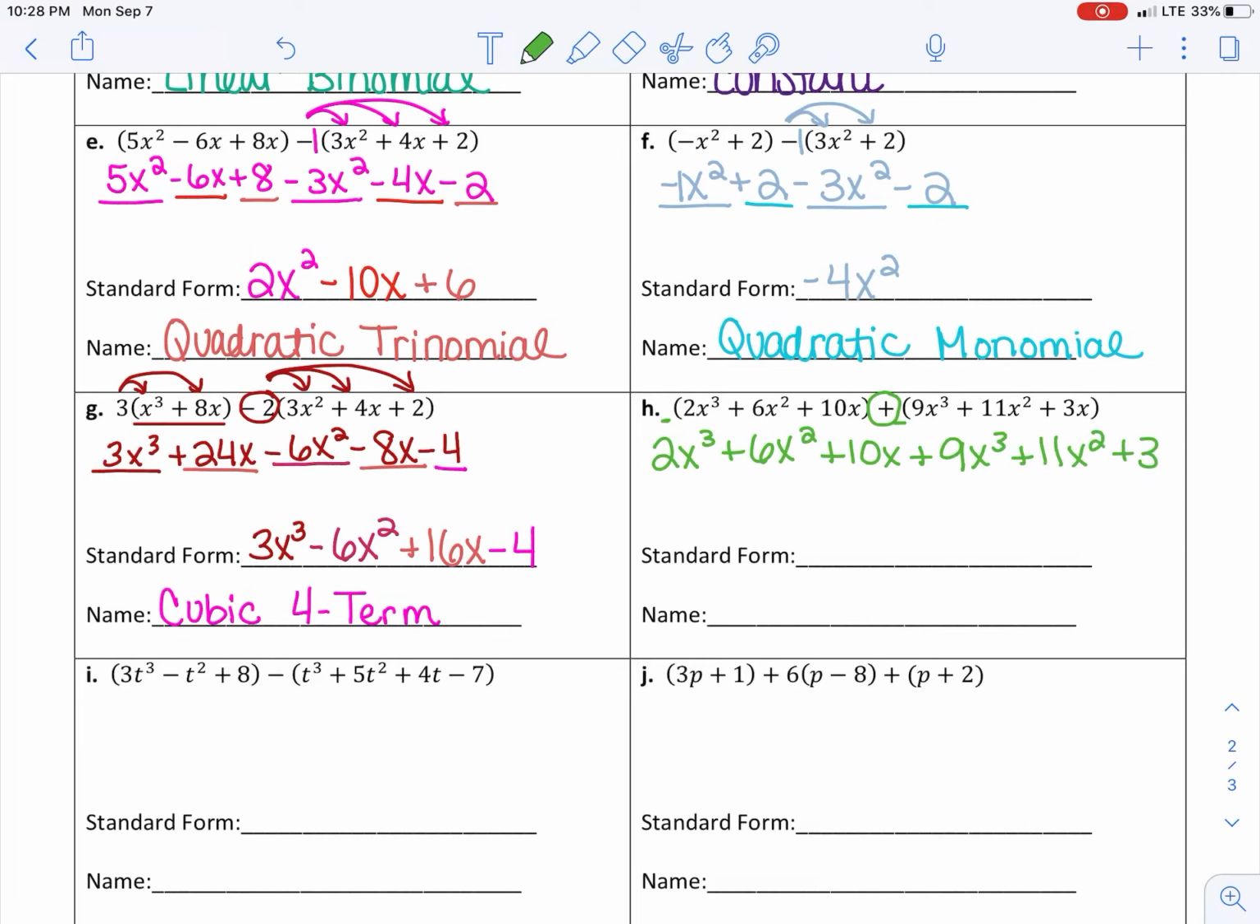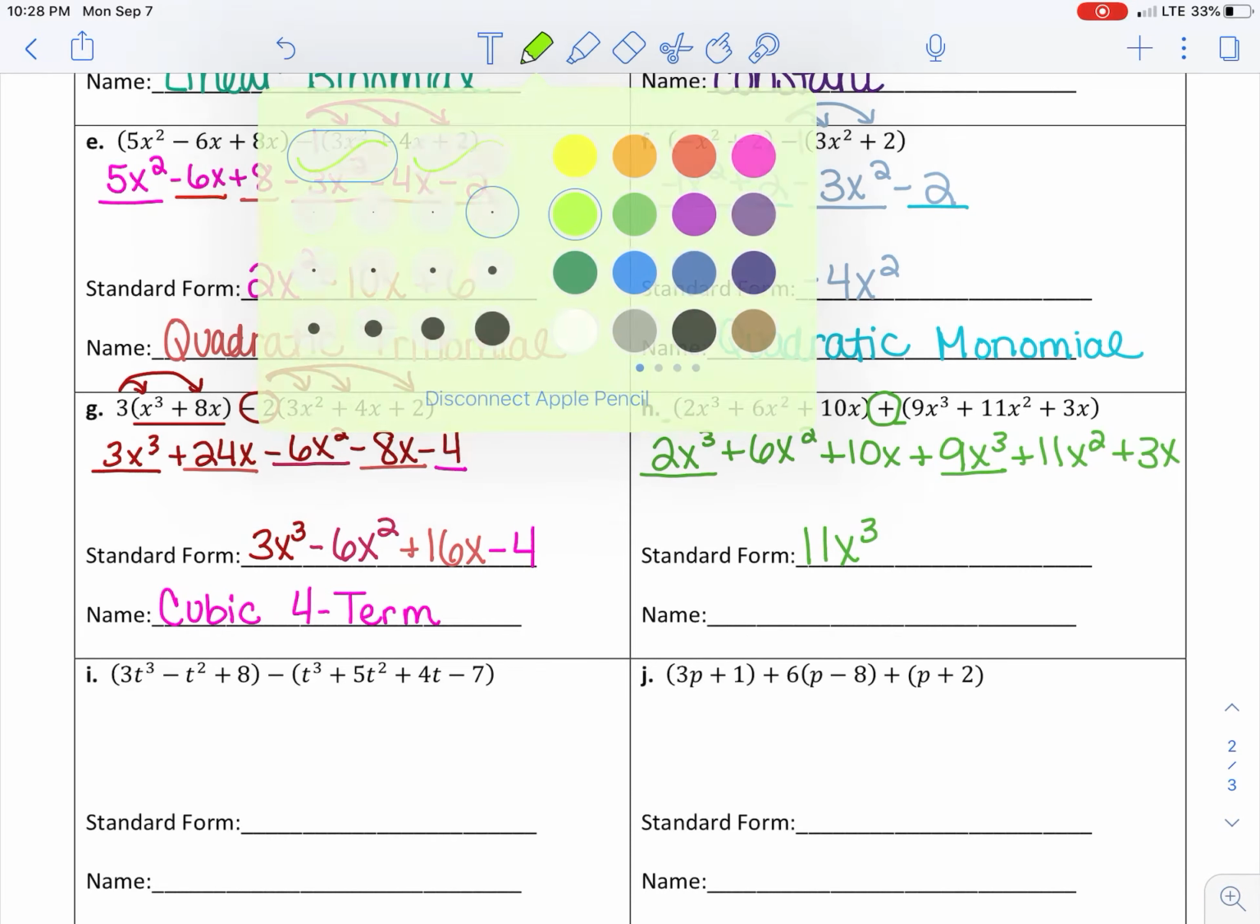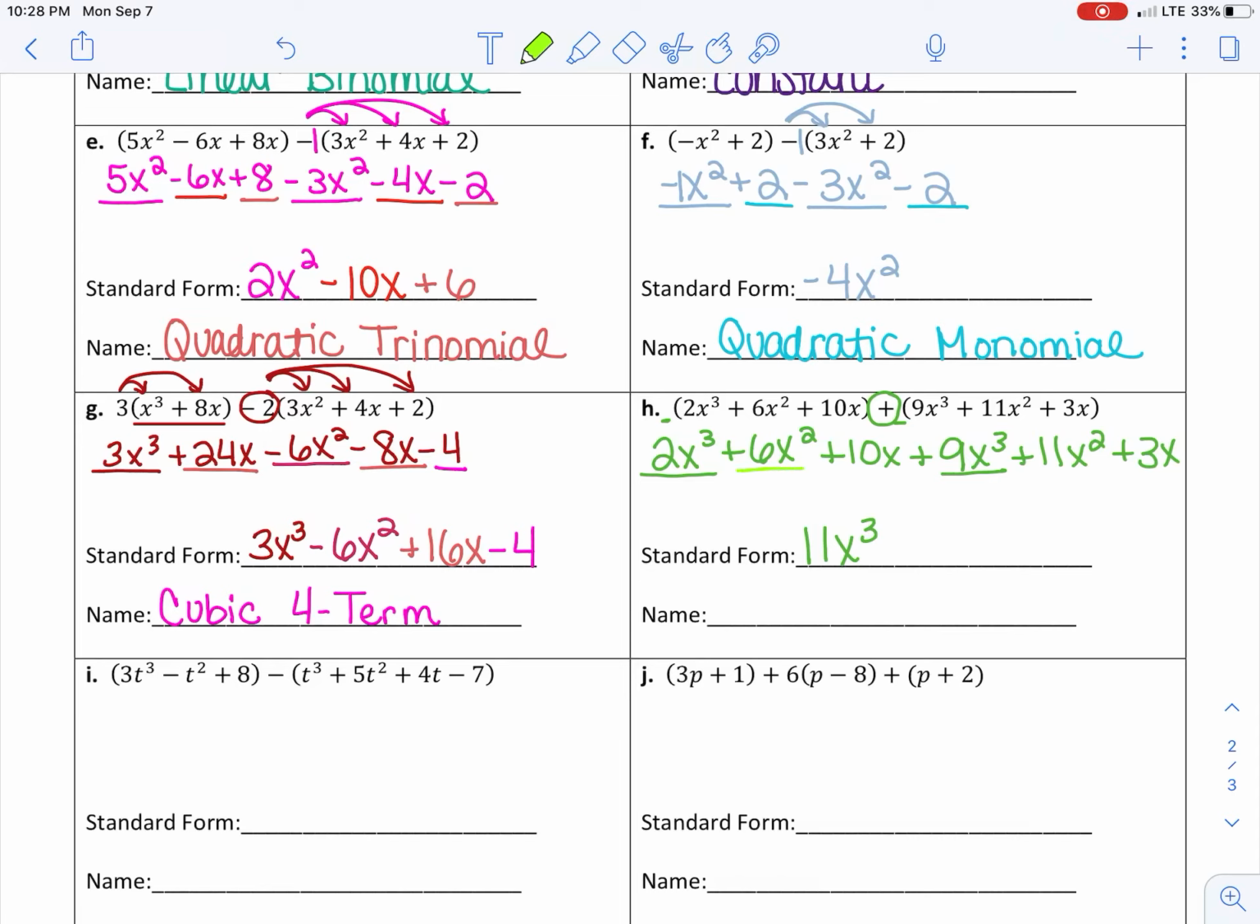We have a lot of terms here, and we need to start combining some stuff. Okay, so my highest exponent is a 3. So I'm going to look at this 2x to the third and 9x to the third, and that gives me 11x to the third. Then I need to look at my x squareds, and I have 6x squared and 11x squared, which combines to give me 17x squared. And then I have 10x and 3x, which combines to give me 13x.